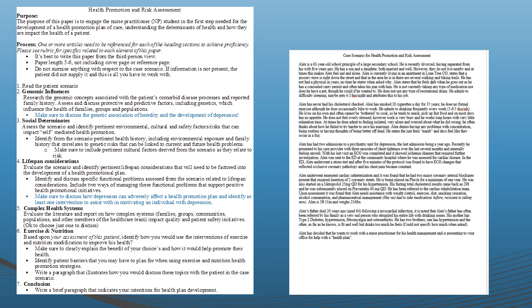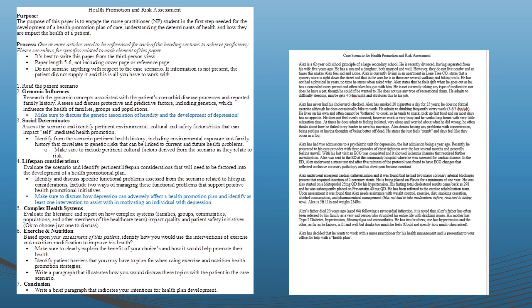The next element is lifespan considerations, taking into account his age and his gender, and looking at these factors from the scenario perspective, and how are these going to be factored into developing a plan for him. I want you to identify and discuss specific functional problems assessed from this scenario related to his lifespan. Include 2 ways of managing these functional problems that support positive health promotional initiatives. I also want you to make sure that you're discussing how depression can adversely affect a health promotion plan, and then identify at least one intervention to assist in motivating the individual who has depression to try and engage in the plan that you put together. You will need to go searching the literature for this, and you will need to cite this.